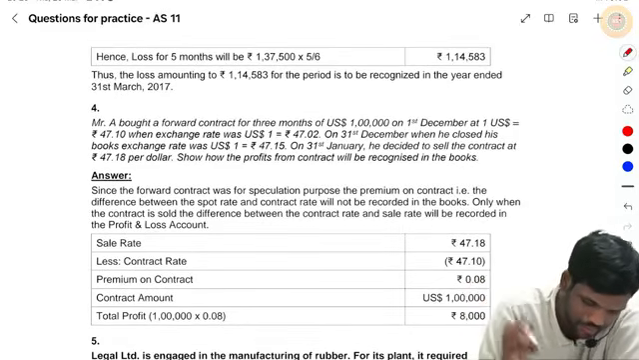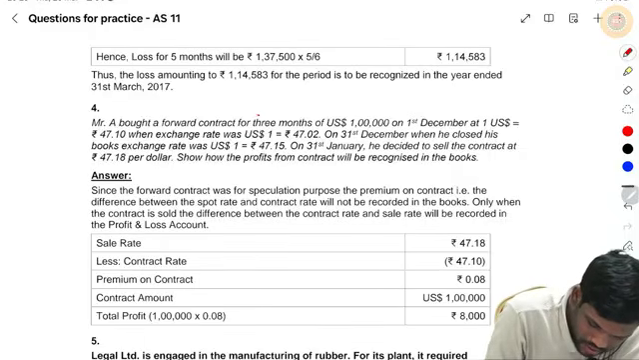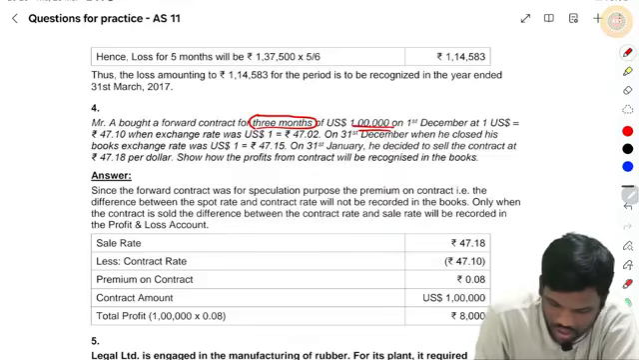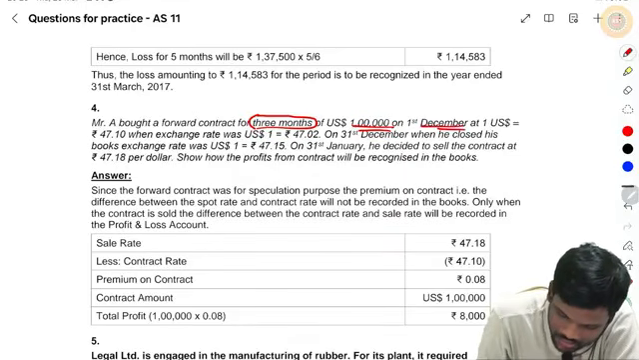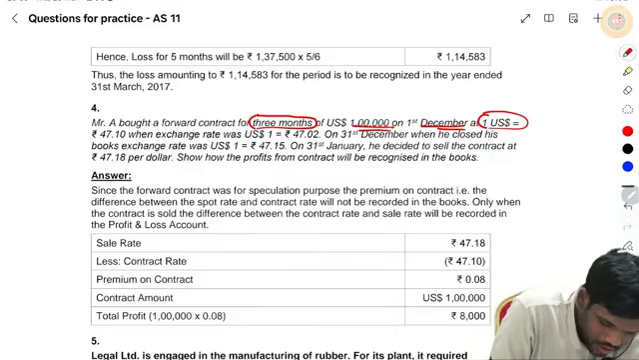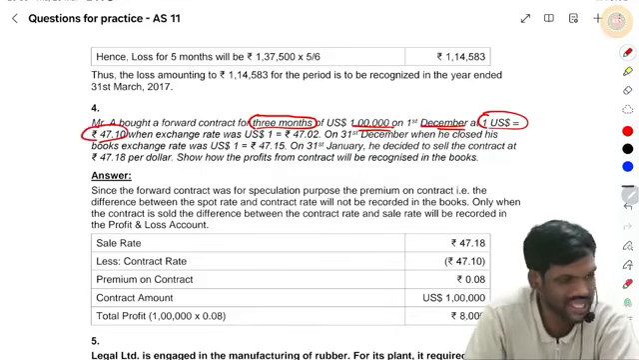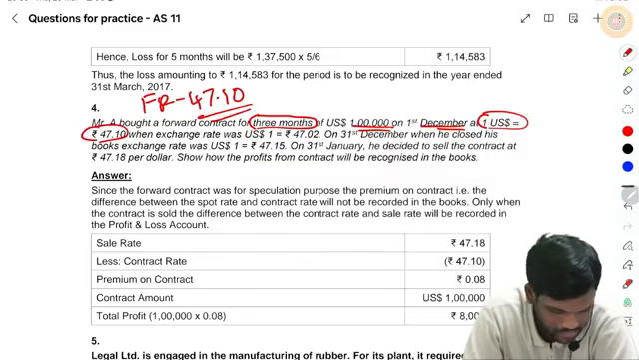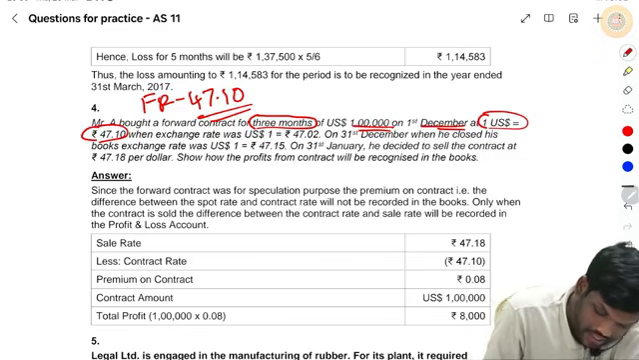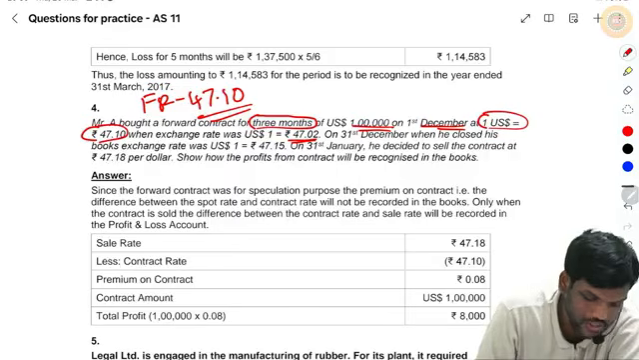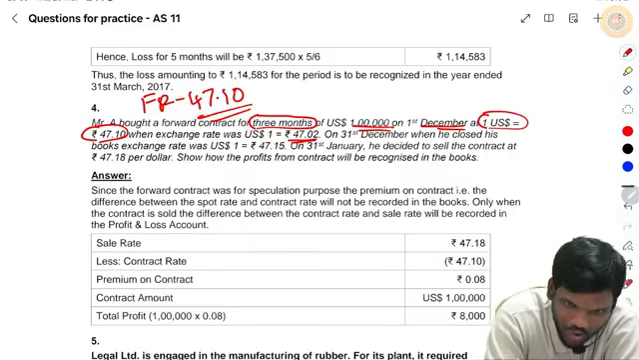Mr. A bought a forward contract for 3 months. So the life of the forward contract is 3 months, for $1 lakh, entered on the date of 1st December, at which the exchange rate is $1 equal to 47.10. So the forward rate is 47.10. Be careful: $1 is equal to 47.10, that is the forward rate.